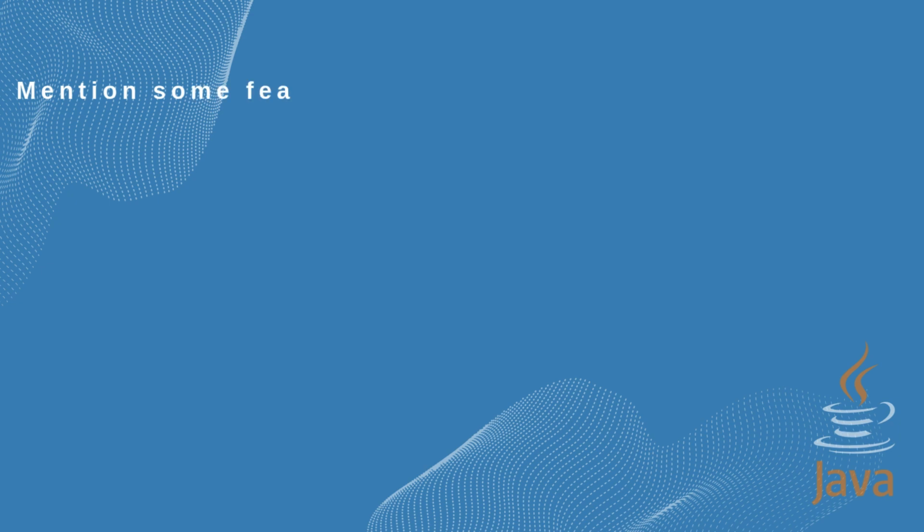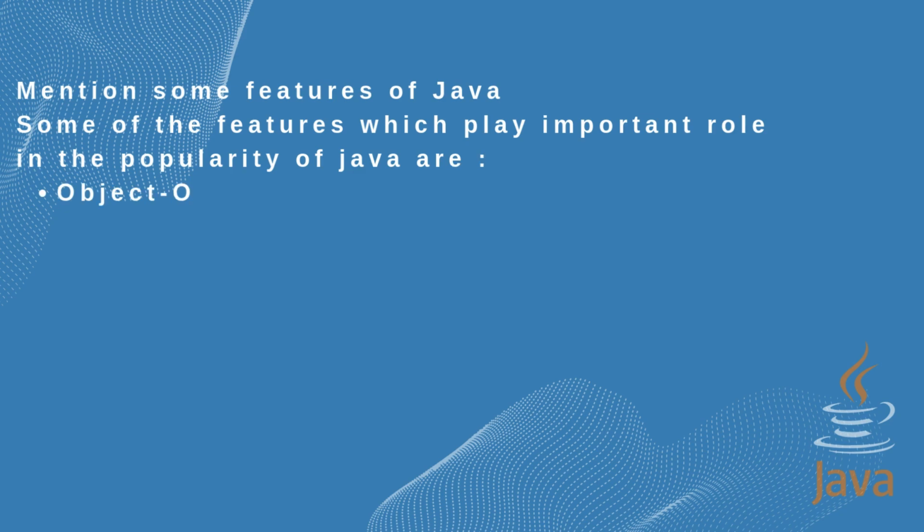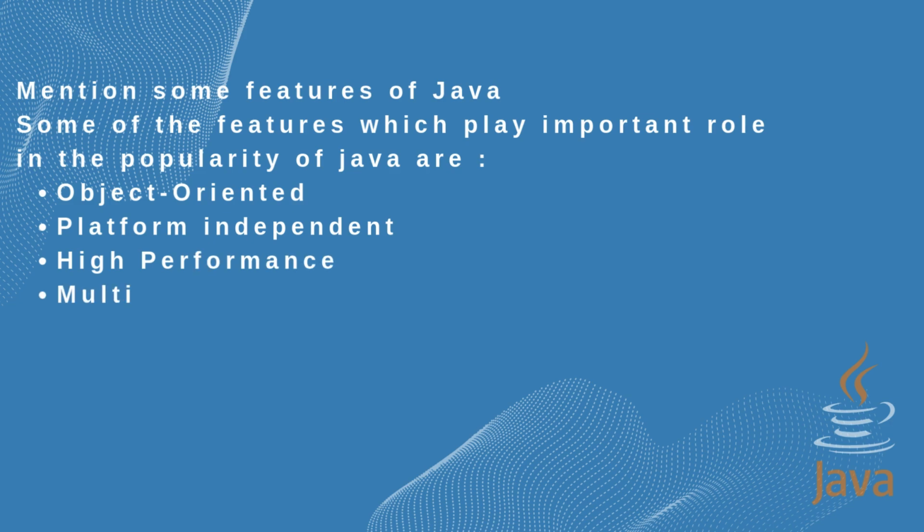Mention some features of Java. Some of the features which play important role in the popularity of Java are: 1. Object-oriented. 2. Platform-independent. 3. High performance. 4. Multi-threaded. 5. Portable. 6. Secure.